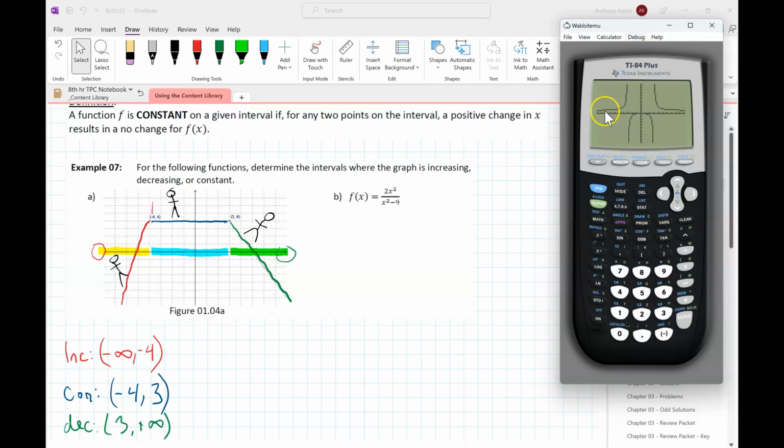Now I'm going to imagine my little guy starting on the left-hand side of the graph. He starts walking. It looks like we're going uphill all the way until we get to the discontinuity, right? Everybody agree with that? That discontinuity appears to be happening at -3. You guys buy that?